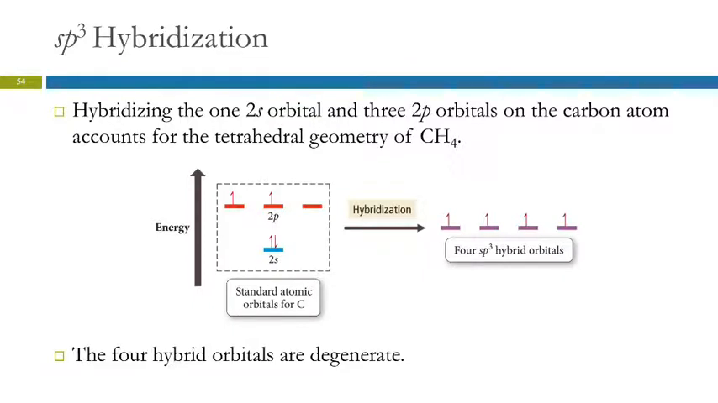Okay? So here's carbon's standard atomic orbitals. The s orbital is lower in energy, so two of the electrons go in there, and then we have two electrons that are up in the 2p sublevel. Hybridizing these all together, now we have four orbitals that are equal in energy. And so the electrons will fill these individually before they start pairing up. Does that make sense?